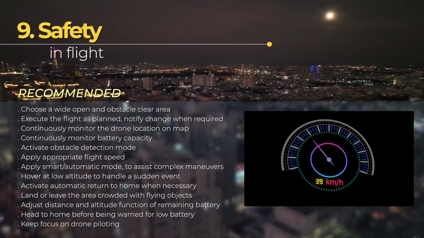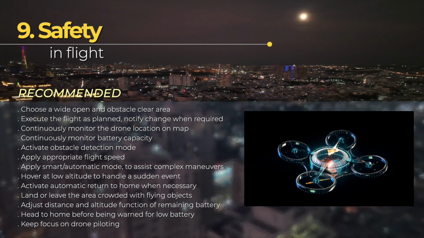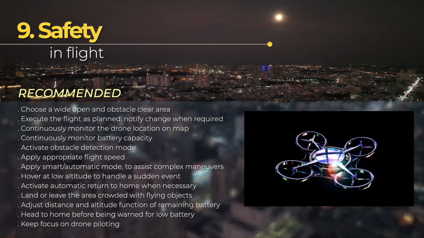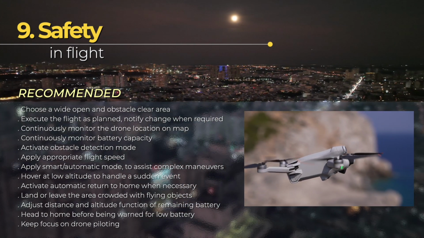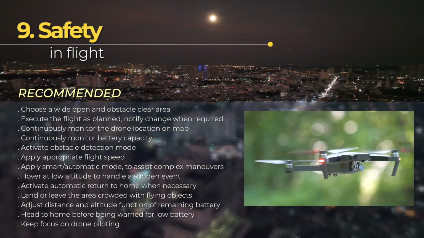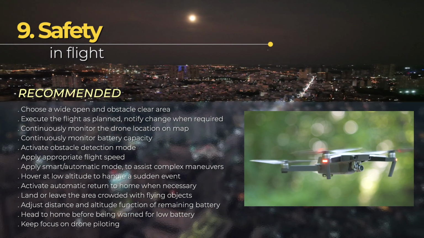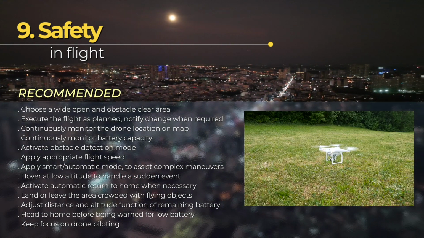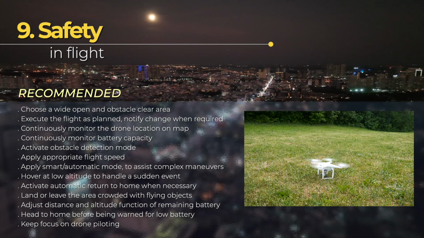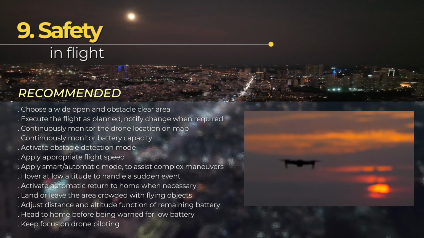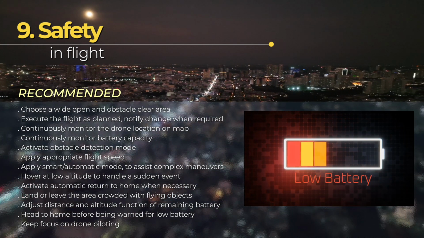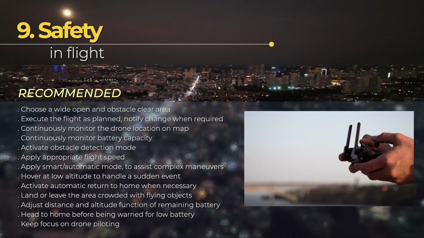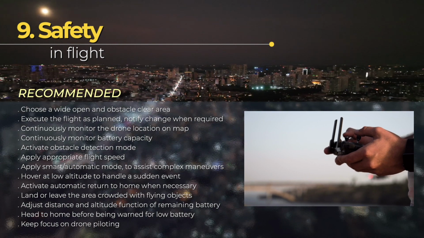Apply appropriate flight speed. Apply smart flight mode, automatic flight mode to assist complex maneuvers. Hover at low altitude when required to handle a sudden event or adjust flight parameters. Activate automatic return to home when necessary. Land or leave the area crowded with flying objects. Adjust distance and altitude as a function of remaining battery. Head to home before being warned for low battery. Keep focus on drone piloting.